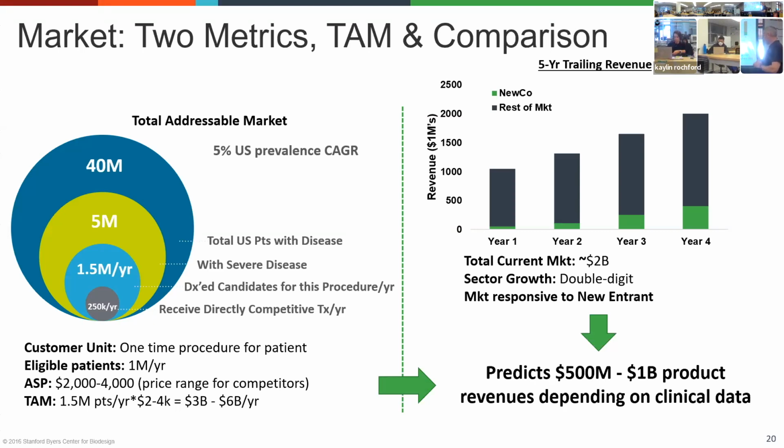So basically here, there's a good case that if we can be a mature product on the market, we can get to something like 500 million to $1 billion in revenue, depending on how our data looks and how much market it can address.